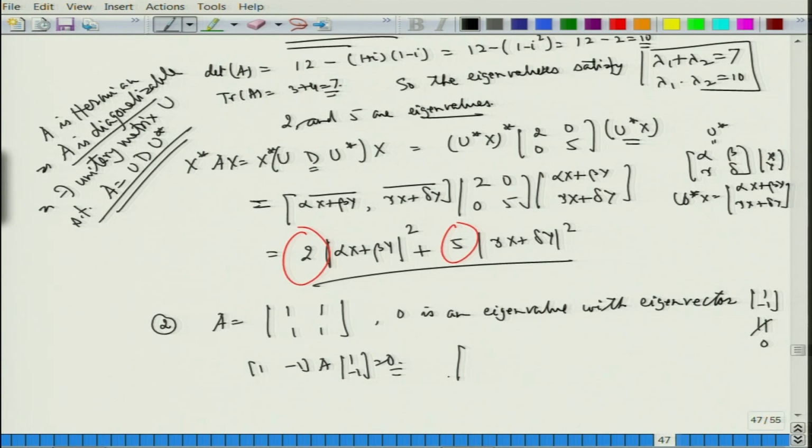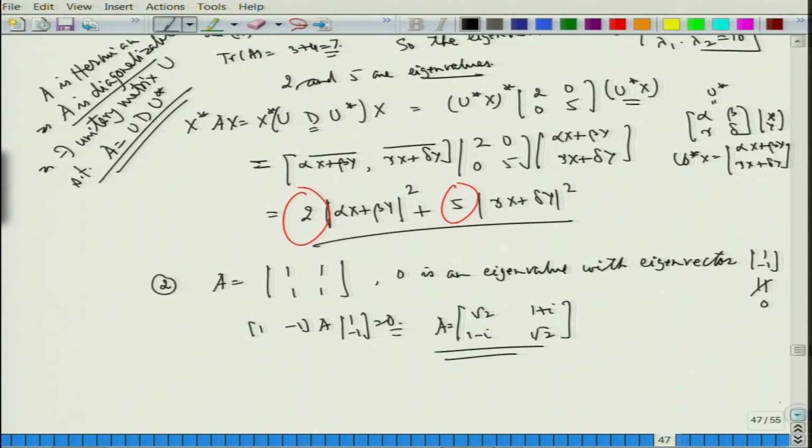I can take over this root 2, 1 plus I, 1 minus I and root 2 here, another matrix A as this. If I look at this matrix, again look at the determinant of A. Determinant of A is 2 minus 1 plus I into 1 minus I, which is 2 minus 1 minus I square, which is 0, all right, fine. So, 0 is again an eigenvalue.